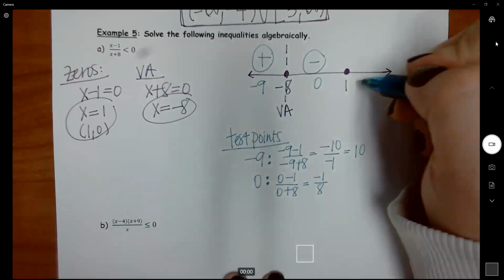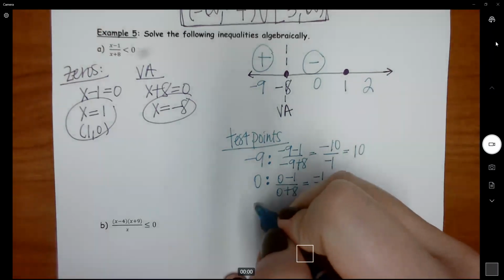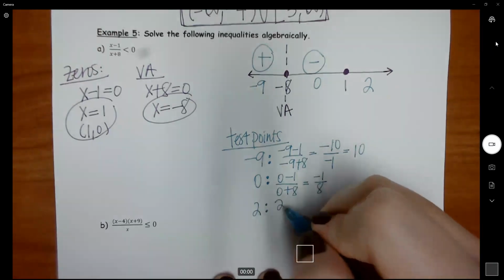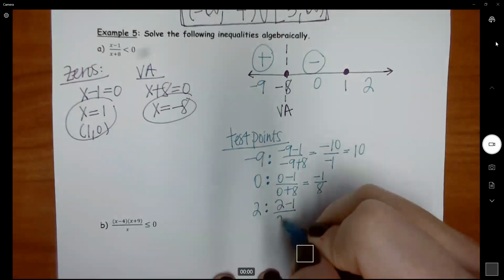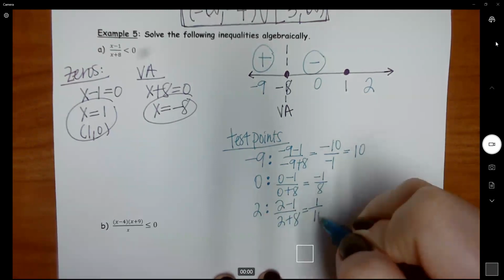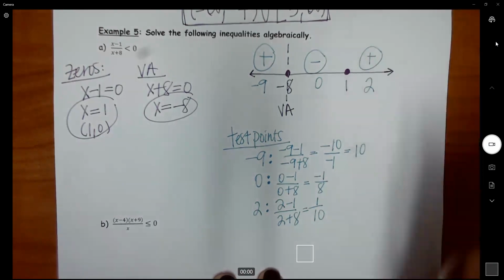And then we need a test point over here. Let's just go to 2. So we have 2 minus 1 over 2 plus 8. So we get 1 over 10. So this is positive.